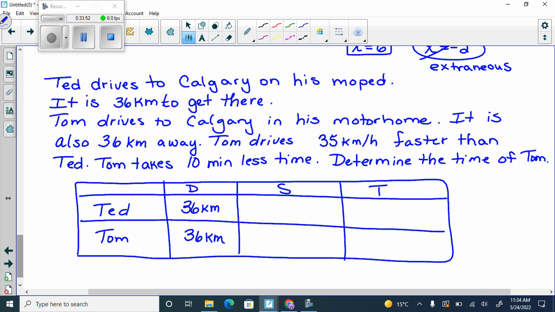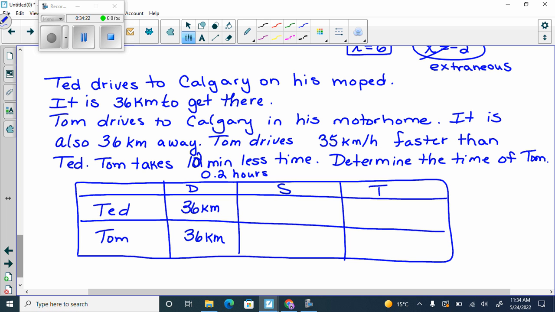10 minutes is how much of an hour? We're going to pick something that's not going to give us an ugly decimal. Let's do 12 minutes less, because that is 0.2 hours. 10 would have given us a non-terminating decimal, so we had to use a fraction.